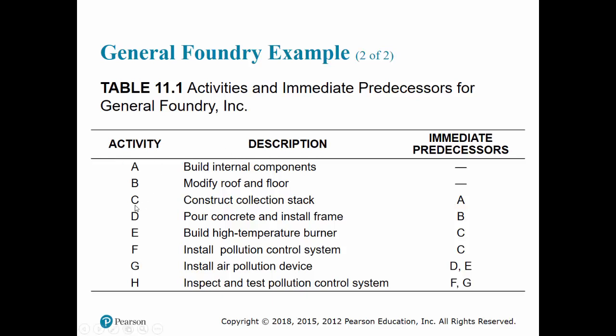Now C's predecessor is A, so C can begin immediately after A is completed. D has a predecessor B, and so on. Here there is an activity that has two predecessors, so G can begin only after both D and E are completed. D and E may not get completed at the same time. One of the two may get completed a little earlier, the other a little later. So it is the later completion time that is when this activity can begin.